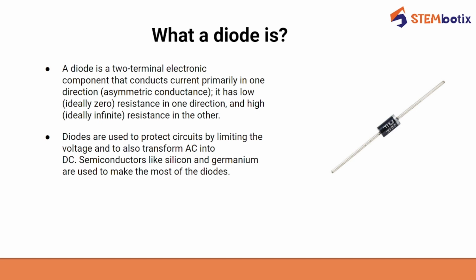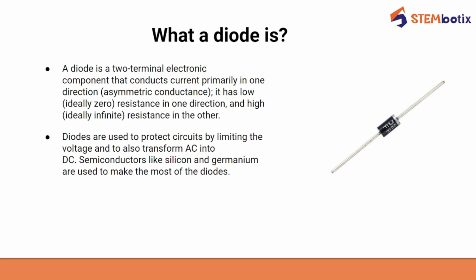The primary or main function of a diode is to let the current flow in only one direction, which is asymmetric conduction. It has low, ideally zero, resistance in one direction and high, ideally infinite, resistance in the other. Diodes are used to protect circuits by limiting the voltage and also to transform AC into DC.